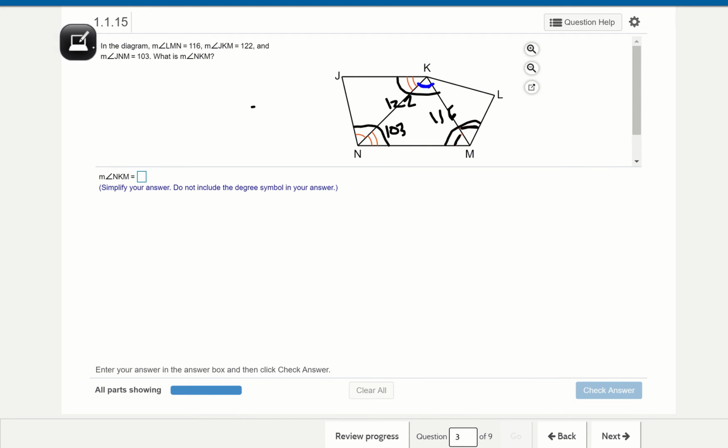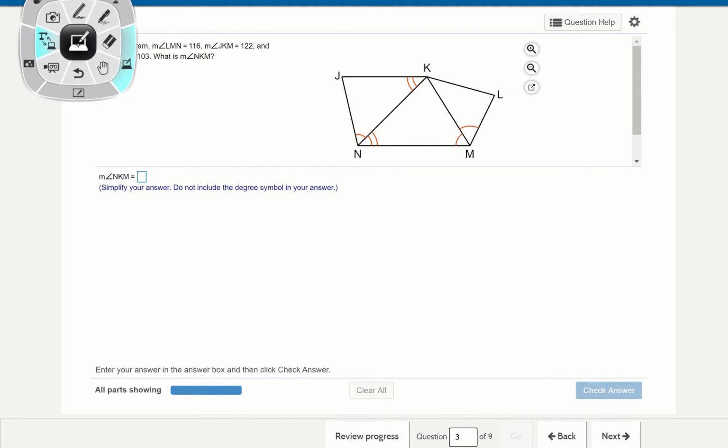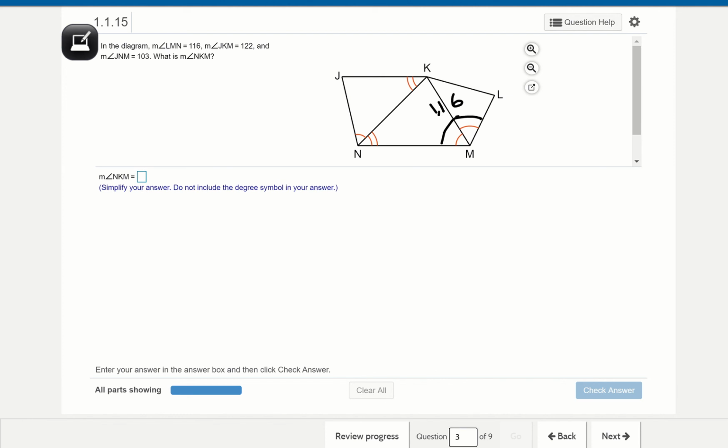Okay, so for some reason, I don't know why, it ended up erasing the numbers. So I'm just going to quickly rewrite it. So we said LMN is 116. Let's use that clue first. So we know that that's 116.